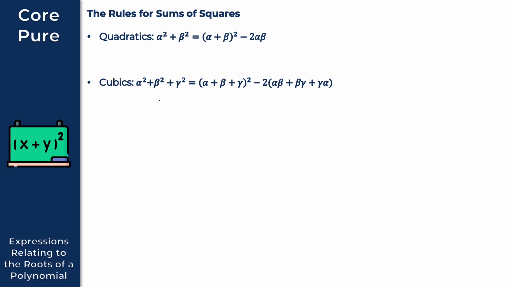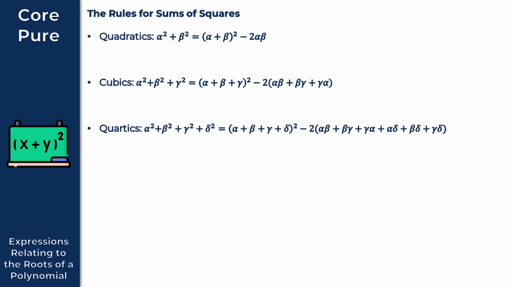Moving on to cubics here then, so if we want to know the value of alpha squared plus beta squared plus gamma squared here, that is equal to alpha plus beta plus gamma all squared. We then subtract 2 lots here of alpha beta plus beta gamma plus gamma alpha. And then finally here for quartics, so if we want to know the value then of alpha squared plus beta squared plus gamma squared plus delta squared here, that is equal to alpha plus beta plus gamma plus delta all squared. And then we subtract 2 lots here of alpha beta plus beta gamma plus gamma alpha plus alpha delta plus beta delta plus gamma delta there. So that gives us everything that we need here then for the rules for sums of squares.